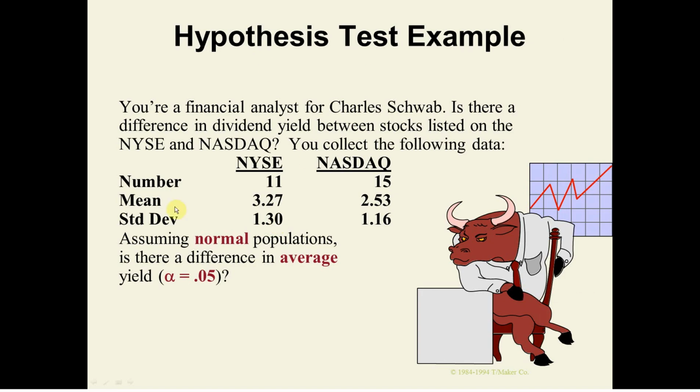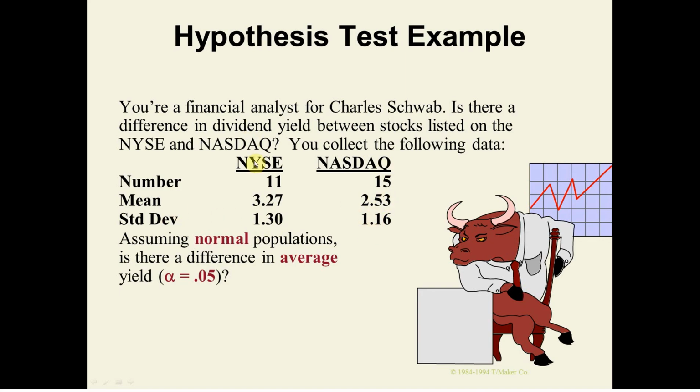So let's take a tangible example. Let's say we're a financial analyst for Charles Schwab, and we want to look at the yields between two different stocks on the NASDAQ and the New York Stock Exchange. Let's just say that we collect the following data: 11 stocks from the NYSE and 15 from the NASDAQ, and that we get a sample average yield of 3.27 from New York with a standard deviation of 1.3, and a 2.53 yield from the Nasdaq with 1.16.